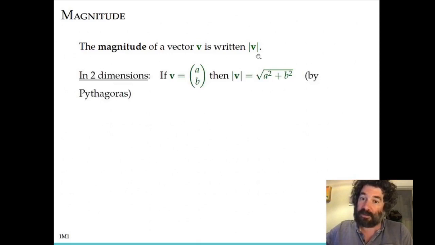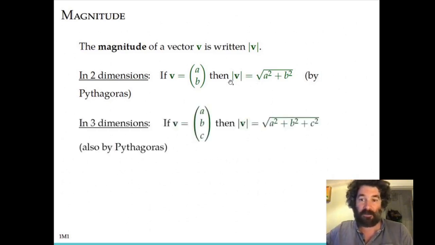In 2 dimensions, by the Pythagorean theorem, the magnitude of the vector is equal to the square root of the sum of squares of the components. So square root of a squared plus b squared. And in fact, in 3 dimensions, the formula is exactly the same. You just add the c squared. So square root of a squared plus b squared plus c squared. And this is also by the Pythagorean theorem. So you can work it out. You have to sort of apply the Pythagorean theorem twice in order to get this formula in 3 dimensions.